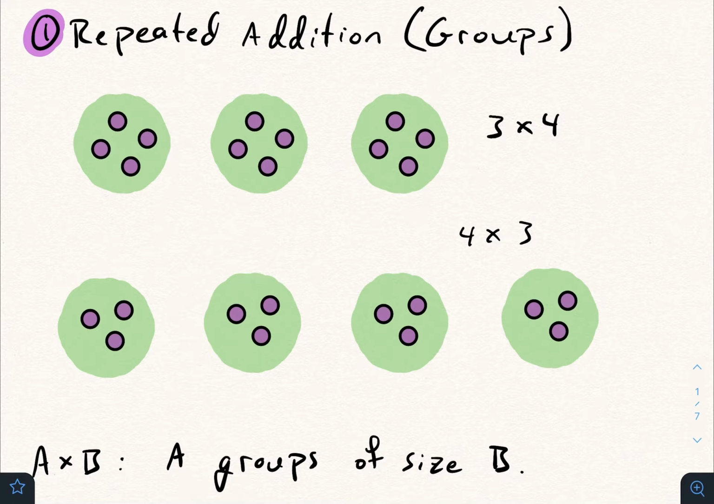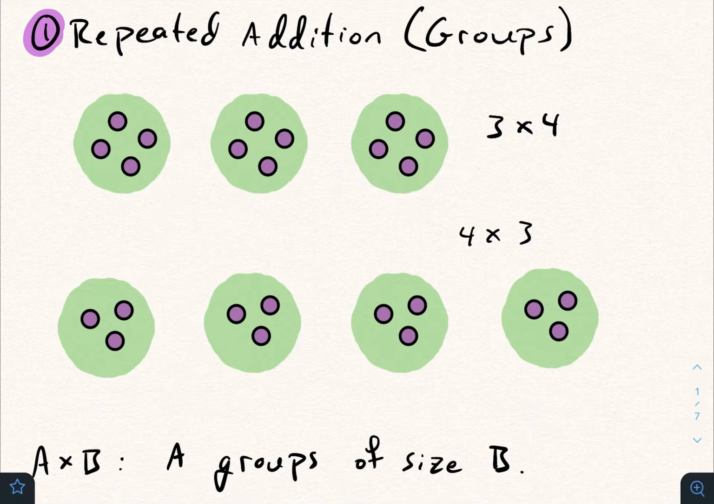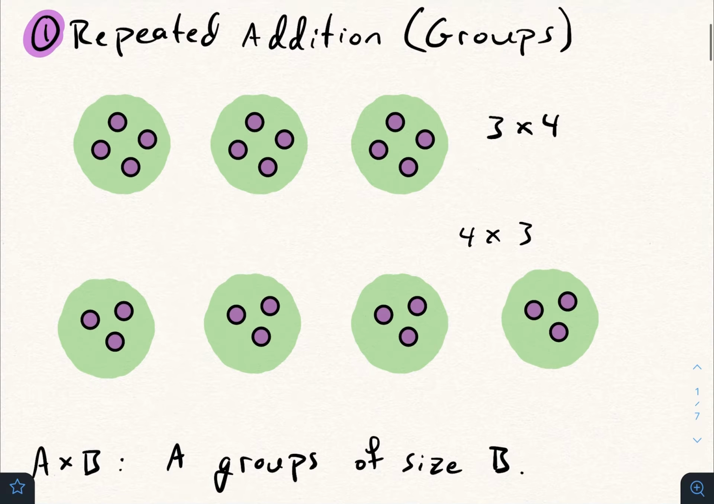One thing that should maybe stick out to you is that from this approach, it's a little bit hard to see just visually that these represent the same number. They both represent 12 dots. If you were to group them all together into one giant clump, there'd be 12 dots, right? But it's a little bit visually harder to see.